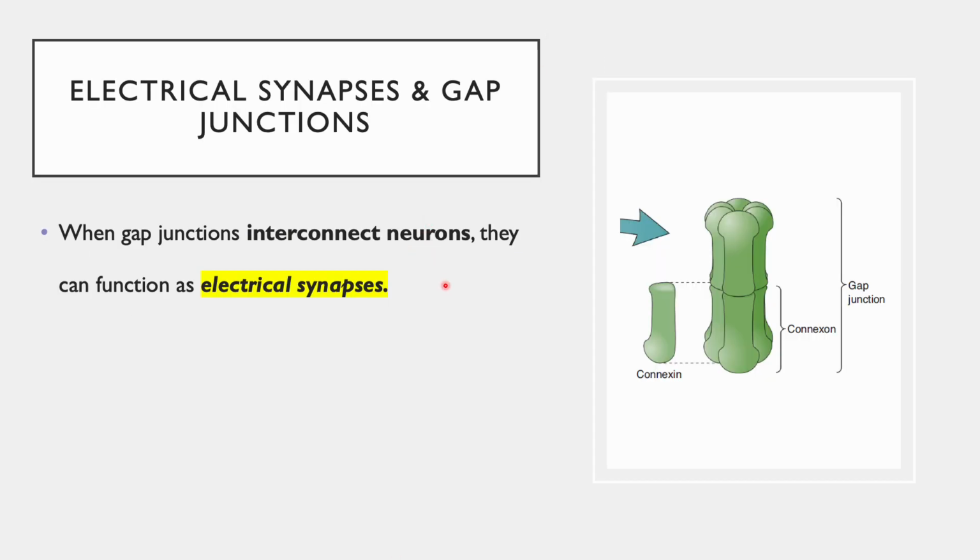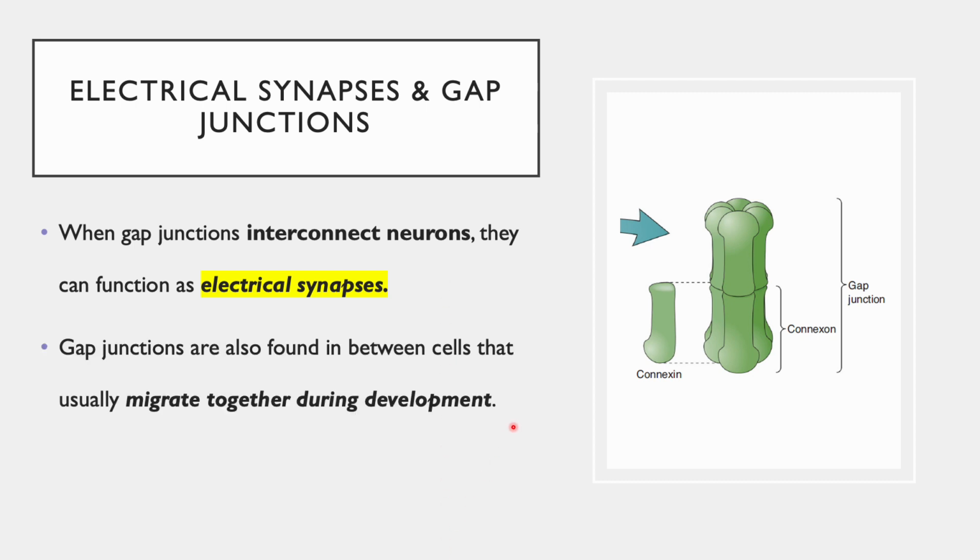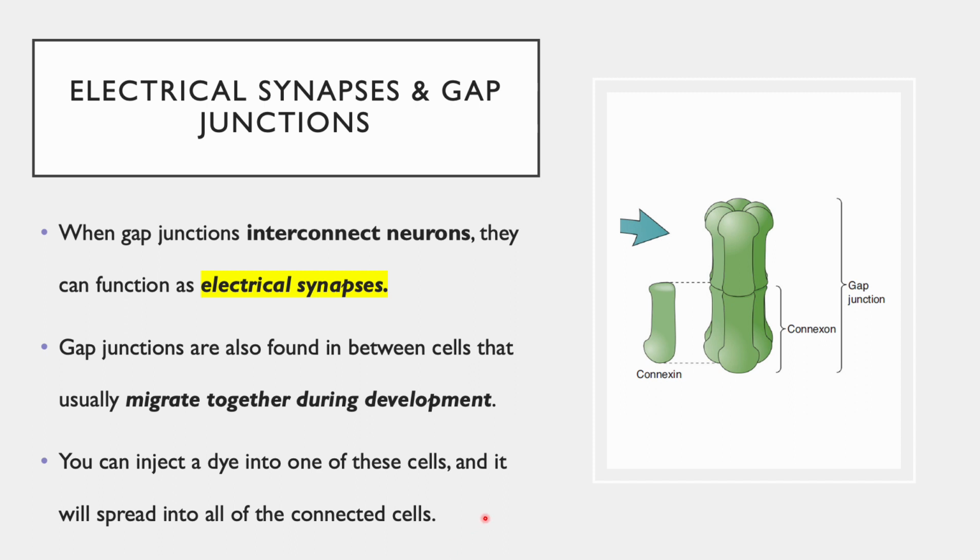When gap junctions interconnect neurons, they're actually known as electrical synapses. And so gap junctions, as I noted previously, are also found in between cells that usually migrate together during development. And that's why they play such an important role in the developing nervous system. You can actually inject dye into one of these cells, and you can see how it will spread into all of its connected cells around it.